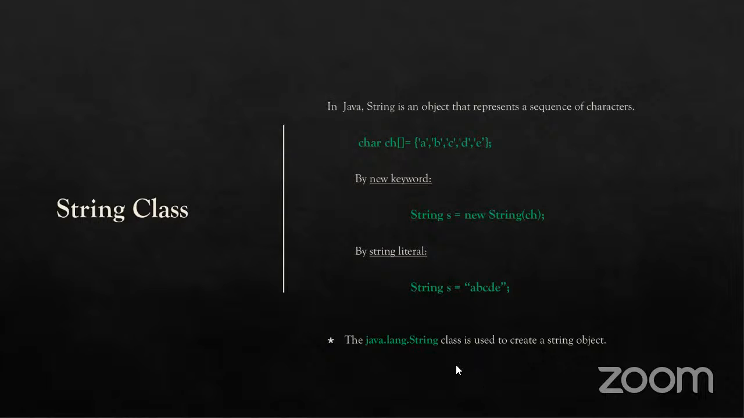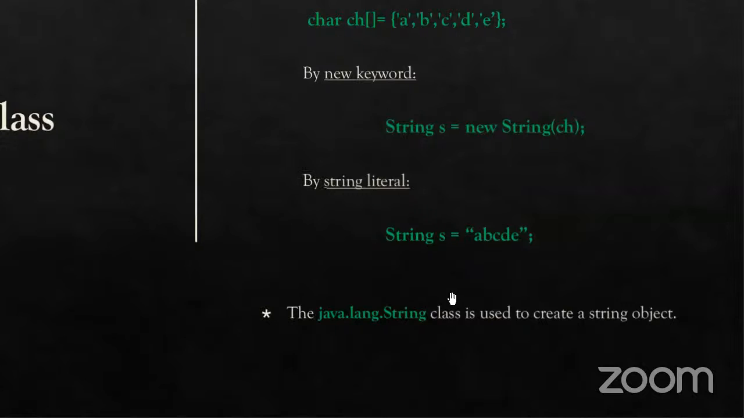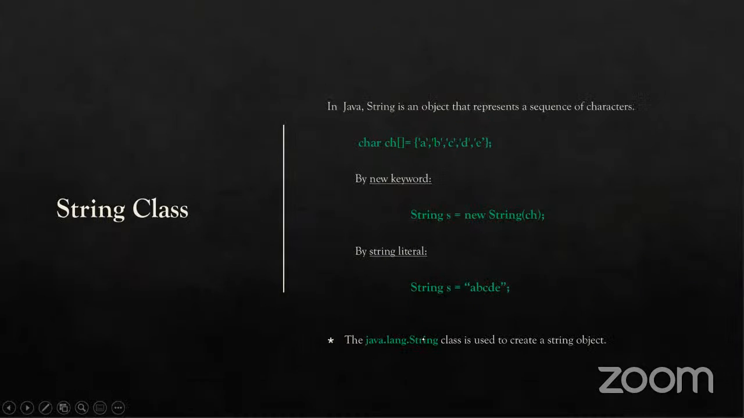So the next thing is that we are using the java.lang.String class for creating string objects. We all know java.lang is the default package we have in our JRE library, and inside that there is a String class. That class is used for creating string objects.